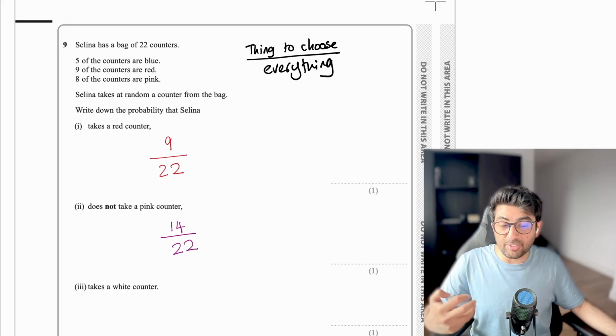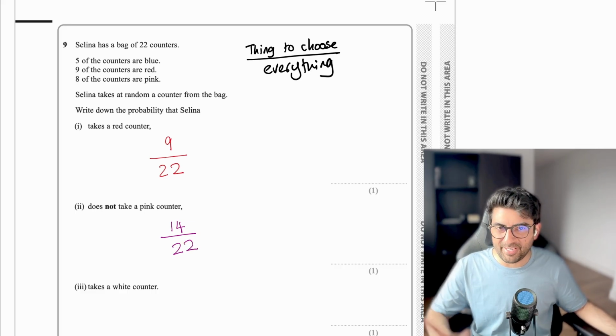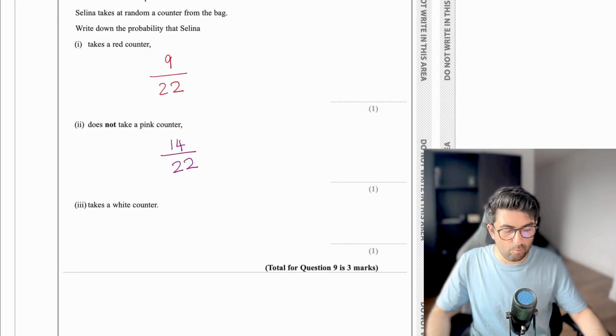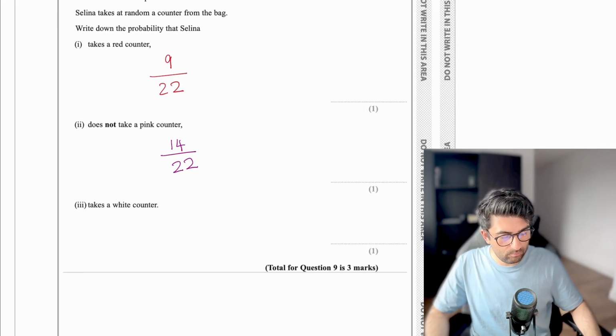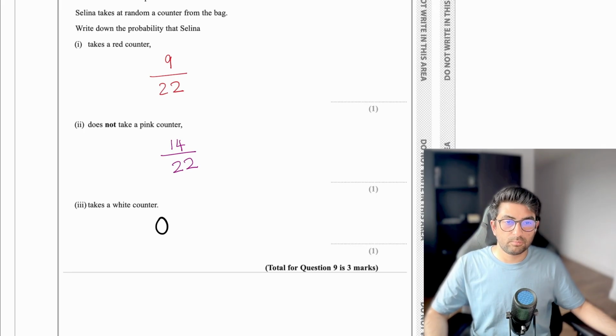And the probability that she takes a white counter, well, are there any white counters in the bag at all? No. So there's 0 probability. 0. It's that easy.